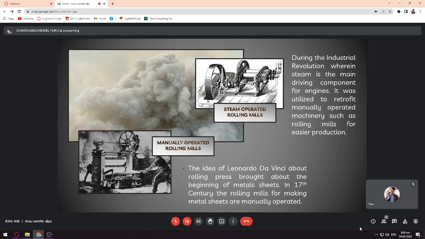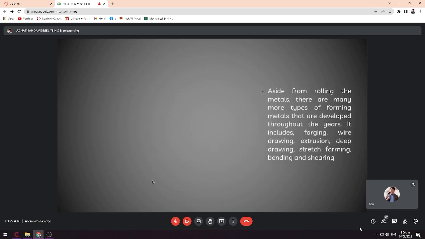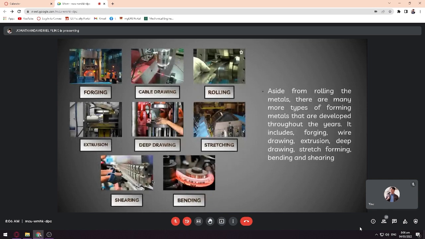Next is the manually operated rolling mills. The idea of Leonardo da Vinci about the rolling press brought about the beginning of metal sheets. In the 17th century, the rolling mills for making metal sheets were manually operated. And aside from rolling metals, there are many more types of forming metals that were developed throughout the years. It includes forging, wire drawing, extrusion, deep drawing, stretch forming, bending, and shearing.